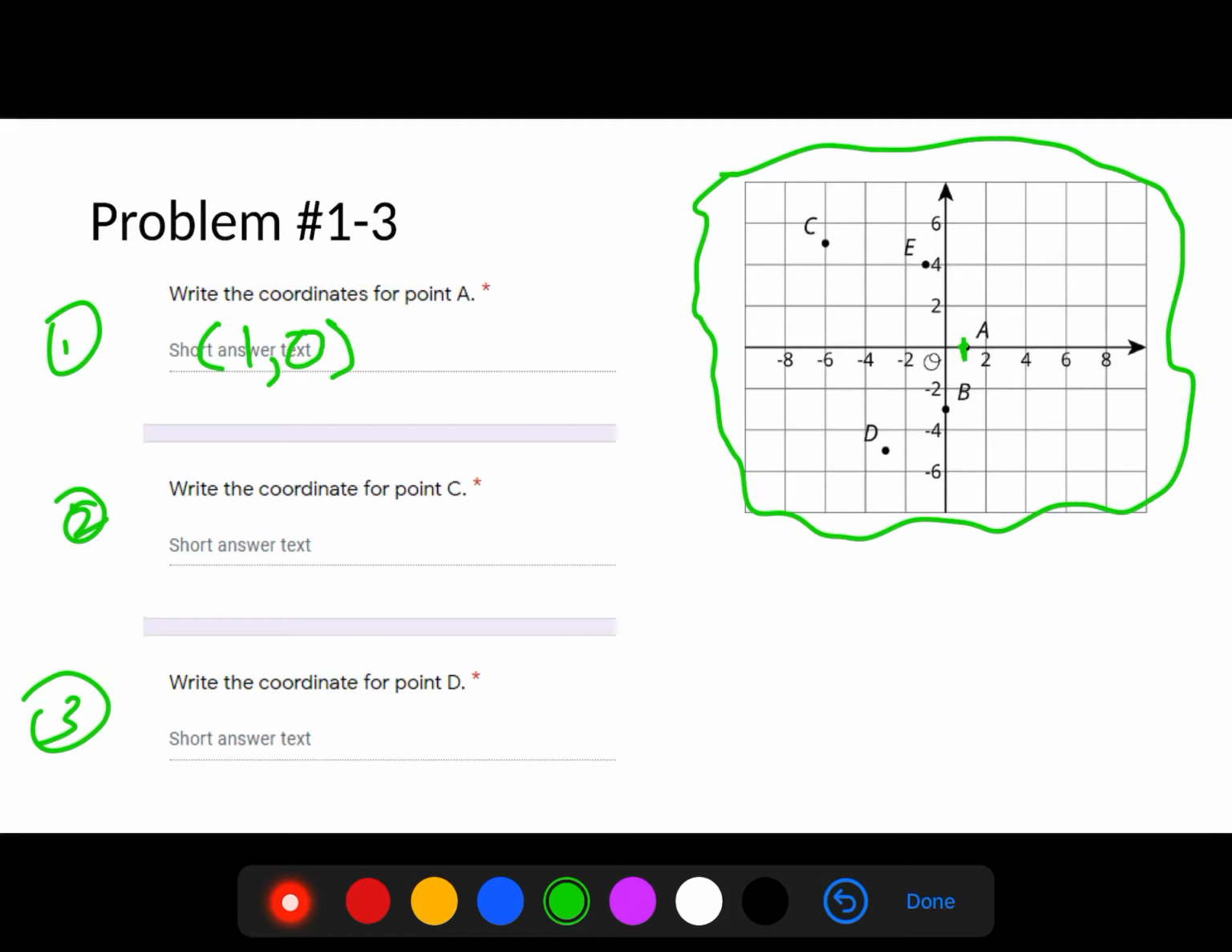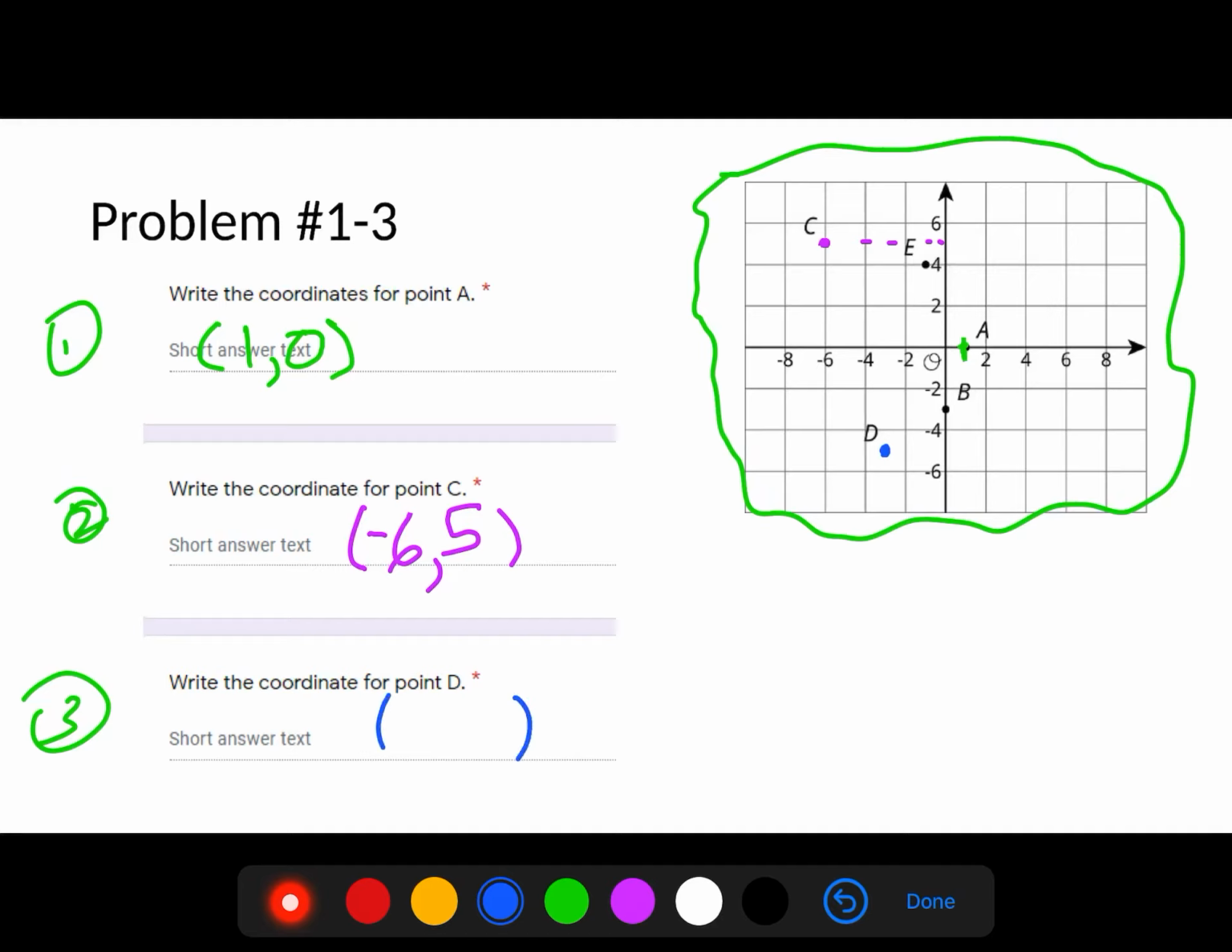Now for number 2, write the coordinate for point C. Point C is over here. And then again, you're always going to start with the X first, and then the Y. It's always parentheses with a comma in the middle. So the X is -6. And the Y is right here between 4 and 6, so that's 5. So -6, 5.